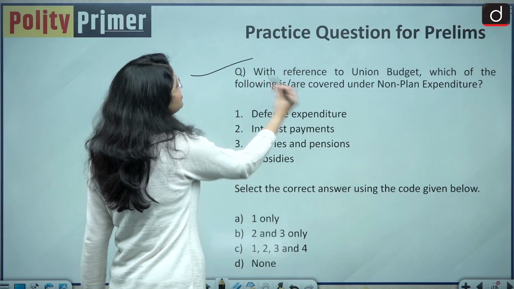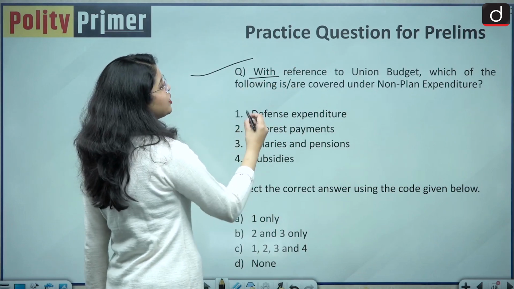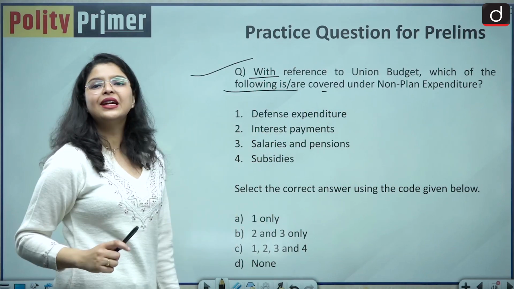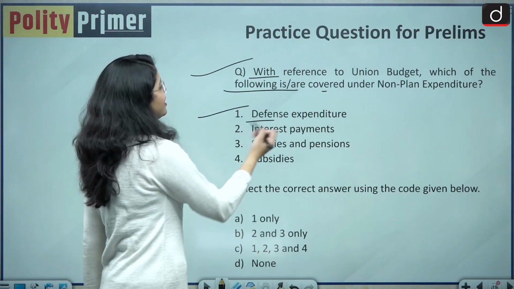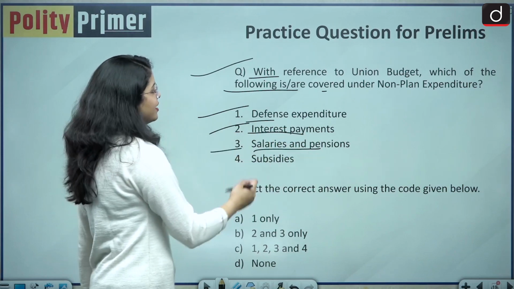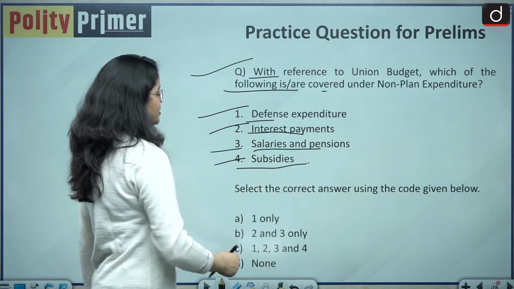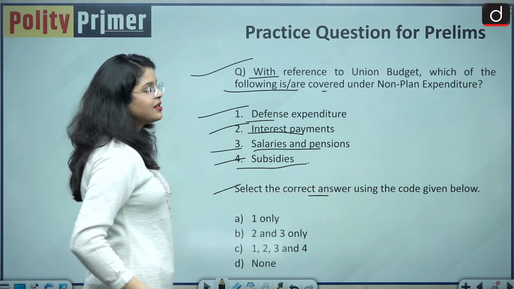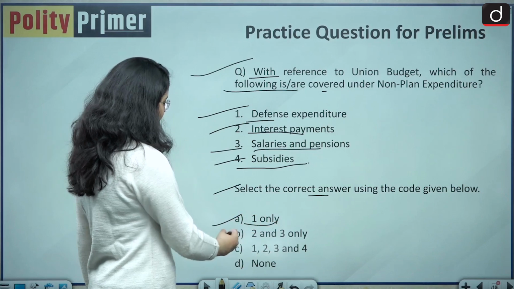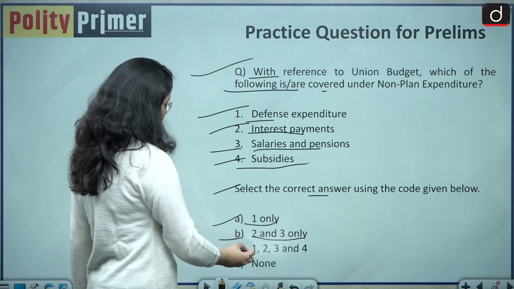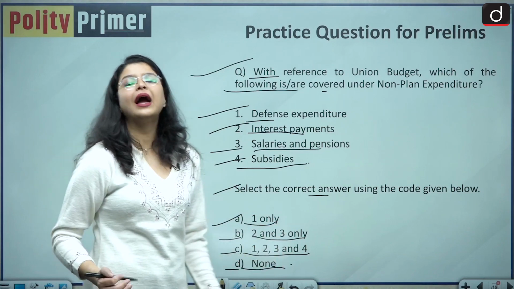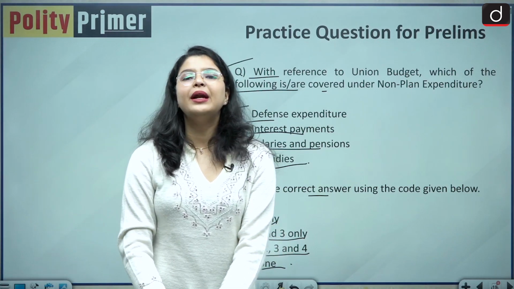So the question is, with reference to the Union budget, which of the following are covered under non-planned expenditure? Number 1, defense expenditure. Number 2, interest payments. Number 3, salaries and pensions. And number 4, subsidies. Select the correct answer using the codes given below. Option A is 1 only, option B is 2 and 3 only, option C is 1, 2, 3 and 4, and option D is none of the above. Kindly drop your answer in the comment box below.